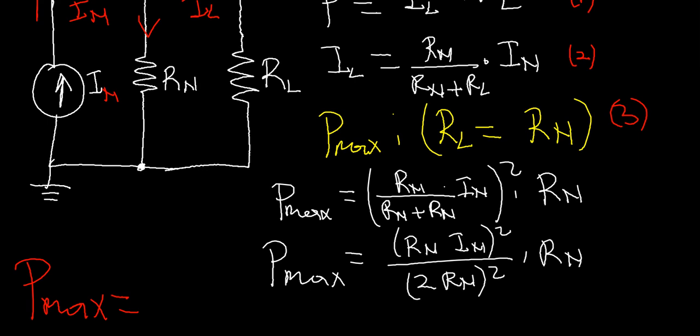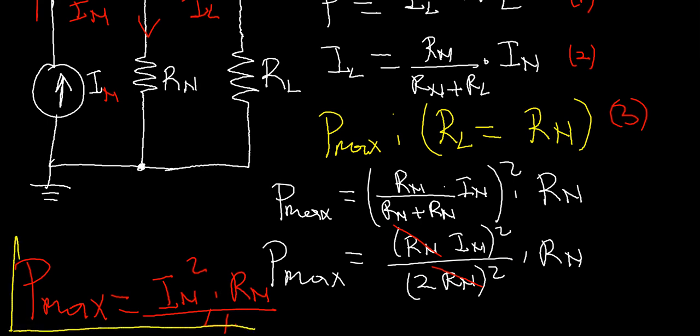because this R Norton here will be cancelled with this other one. P max will be equal to I Norton square times R Norton divided by 4. That is the only condition that you can have in order to get the maximum power.